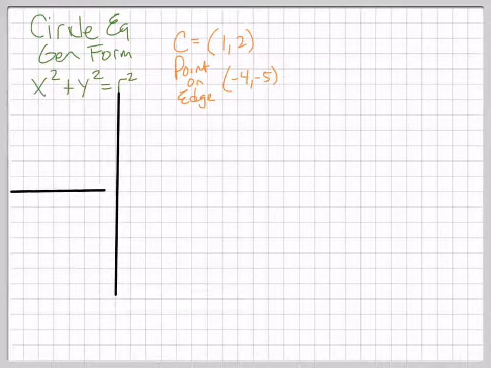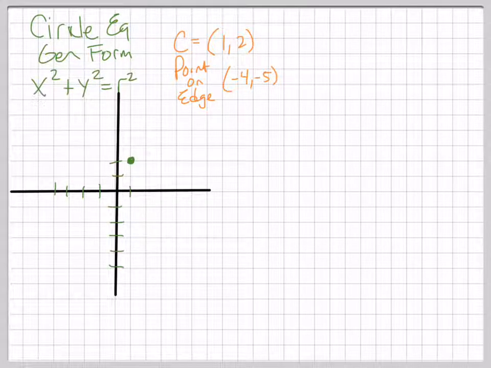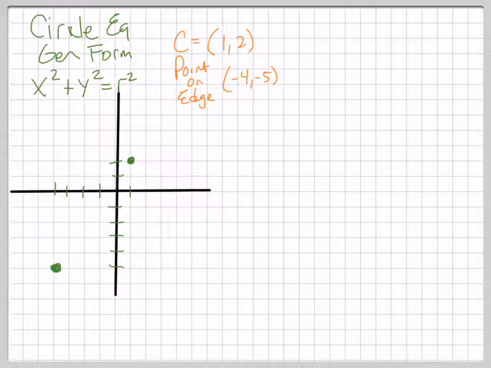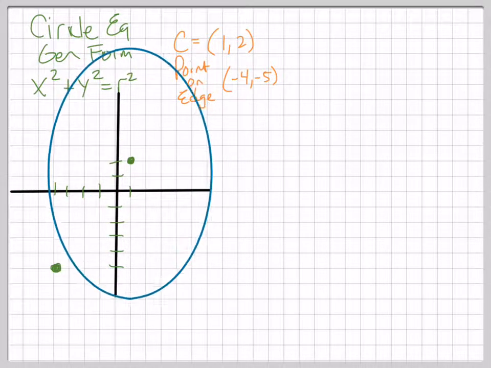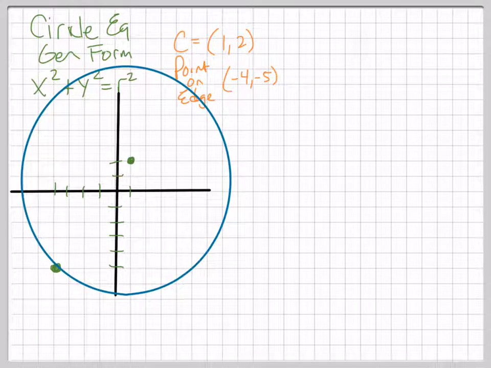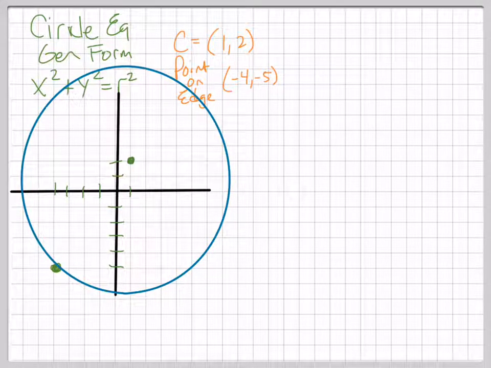So the point (1, 2) is right here, that's the center. And then the point (-4, -5), 1, 2, 3, 4, 1, 2, 3, 4, 5, is right here. This is going to be a pretty big circle. Let's see if I can capture its size here. Close. Let's try it again. Closer. That will do. Okay. So that would be the circle, right?